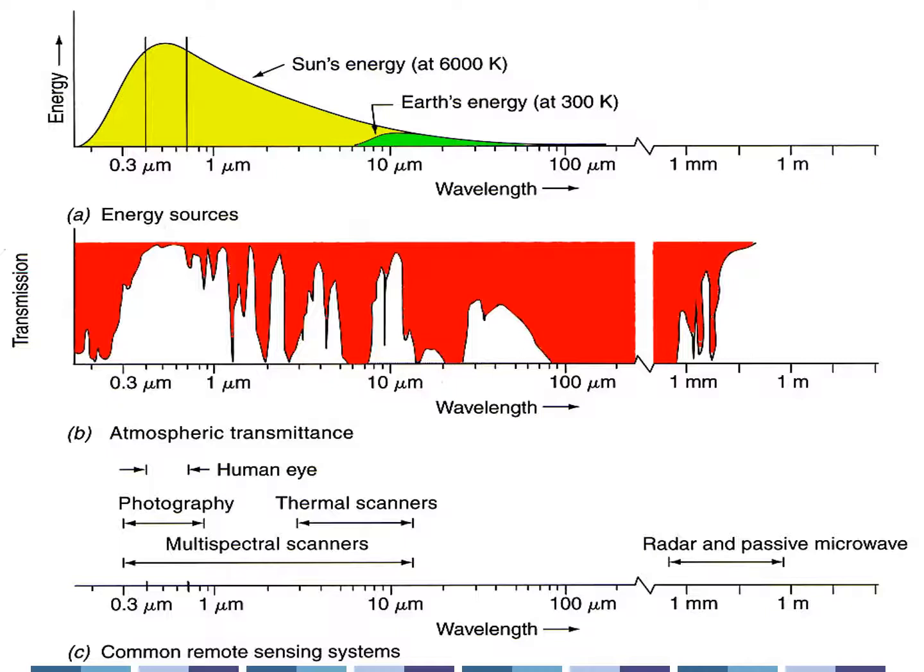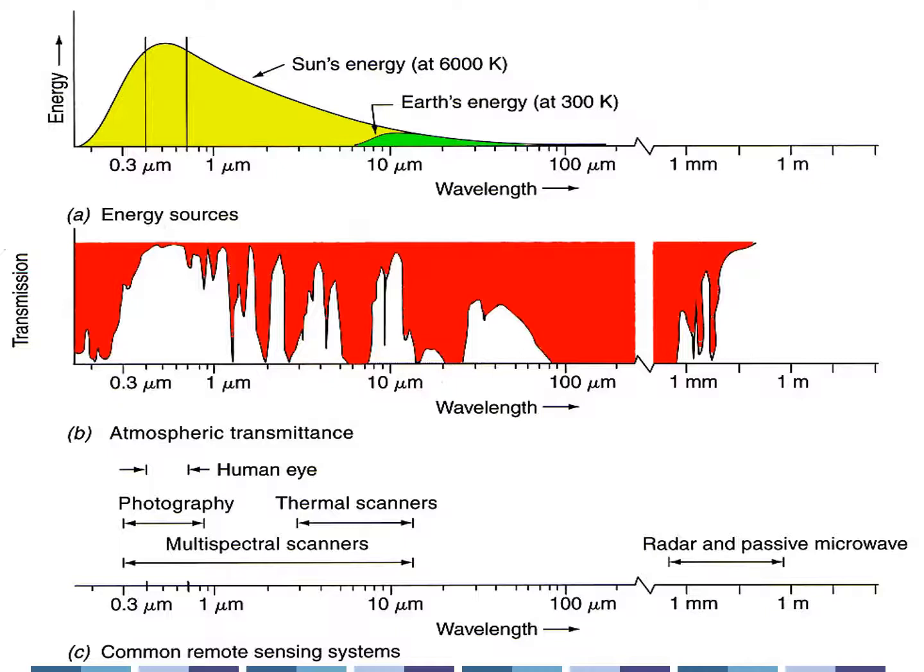So how do these various windows in the atmosphere where energy comes through relate to various things? Let's compare what we have here at the bottom. Different sources or means of how we could measure or interpret that energy. Starting with the human eye, visible spectrum, that's pretty much what we have. Photography, we can go down into the ultraviolet, we can go up into the infrared. Thermal scanners are a little further along, a little bit longer wavelength. They measure thermal infrared.